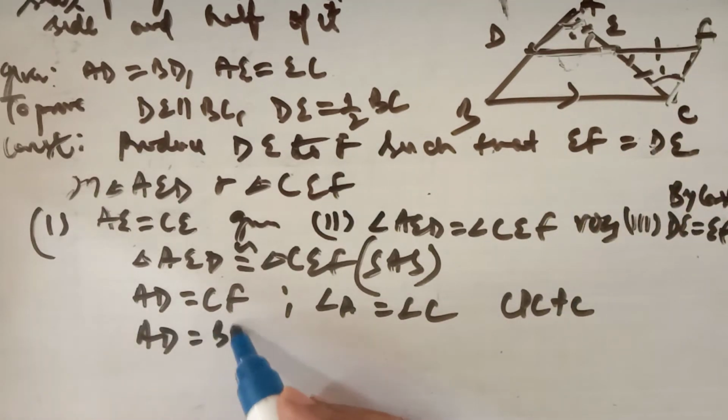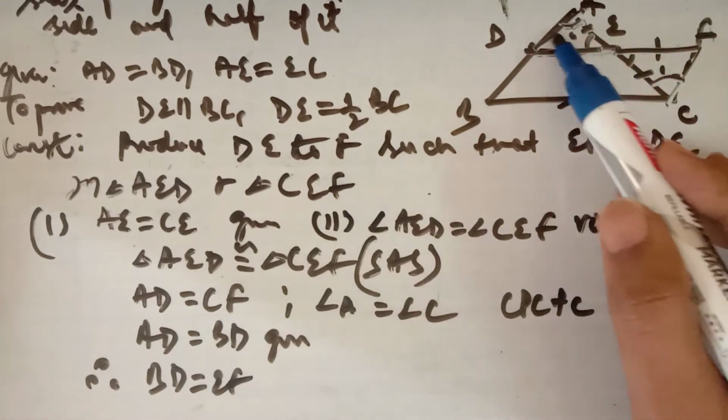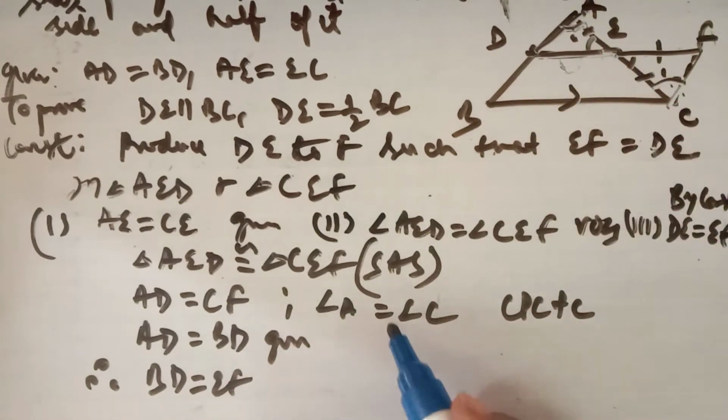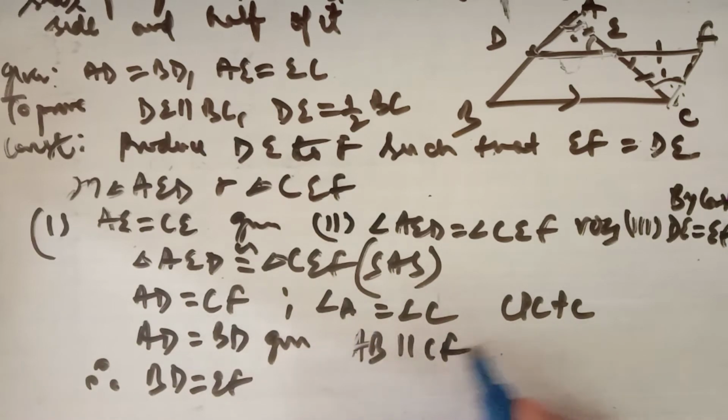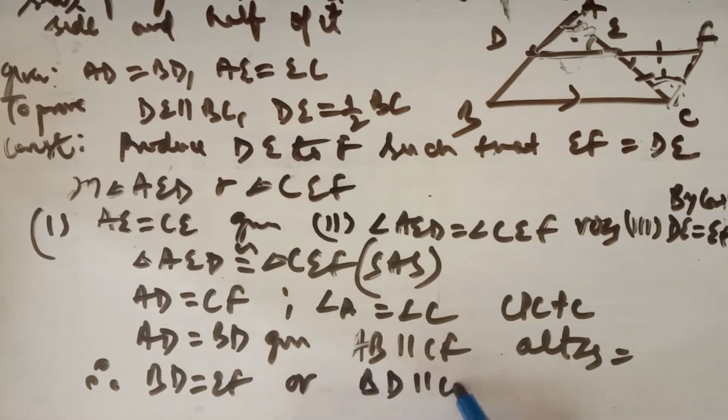AD is equal to BD, it is given, so therefore I can say that BD is equal to CF. Because these two angles are equal, I can say that AB is parallel to CF, because we have proved alternate angles equal. These two are alternate angles, we have proved them equal. So AB will be parallel to CF, or I can say that BD is parallel to CF.